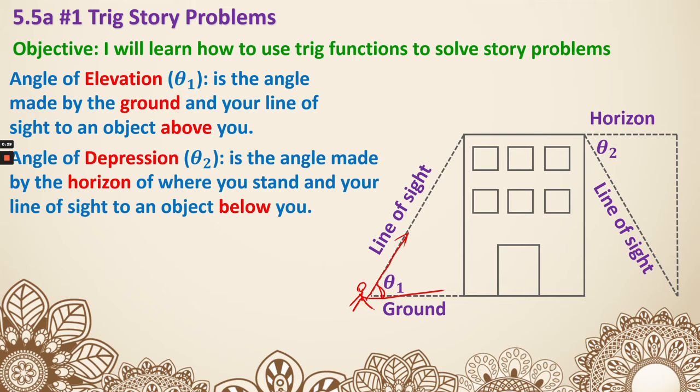Next, angle of depression is the angle made by the horizon of where you stand and your line of sight. So this time you're actually standing right here. That's why this is going to be the new horizon, but you're looking down. So this angle that's formed by these two lines, where your line of sight is looking at an object below you, is going to be called the angle of depression, which kind of works the same way.